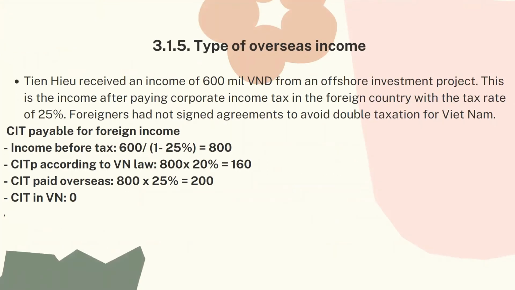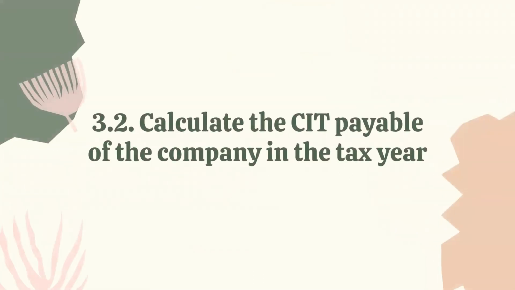And the last one, overseas income: Tiền Hiếu receives income of 600 million from an offshore investment project. This is income after paying corporate income tax in a foreign country with a tax rate of 25%, and that country has not signed an agreement to avoid double taxation with Vietnam. In this case, the CIT payable for foreign income according to Vietnam laws equals 150 million, and CIT paid overseas equals 100 million. So CIT payable in Vietnam equals 0.